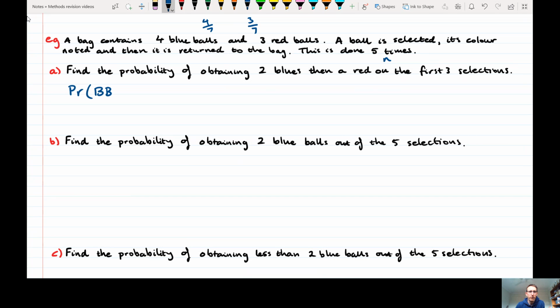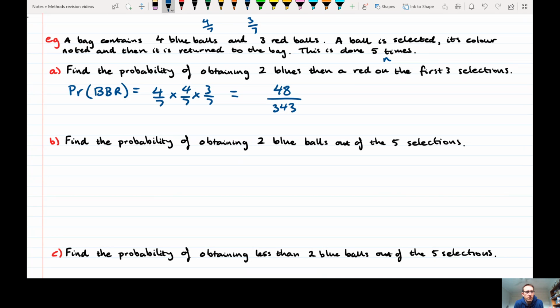So blue, blue, red is going to be 4 over 7 times 4 over 7 times 3 over 7. When you simplify that, you get 4 times 4 is 16, times 3 is 48, over 7 cubed, which is 343.